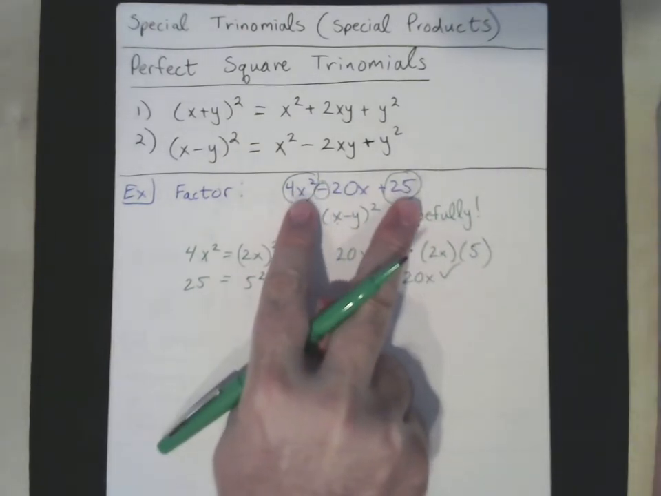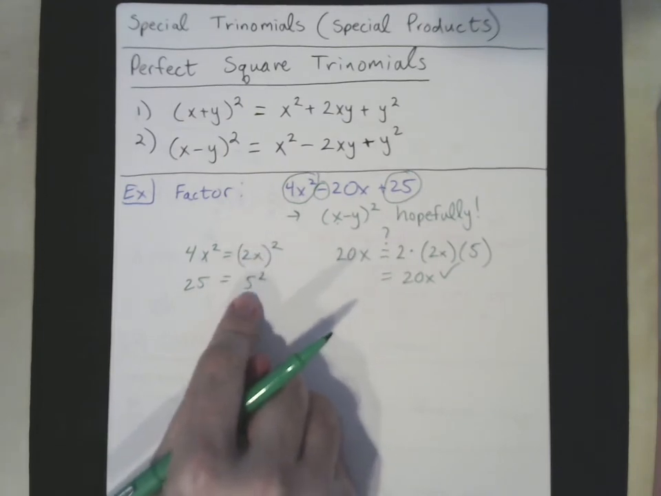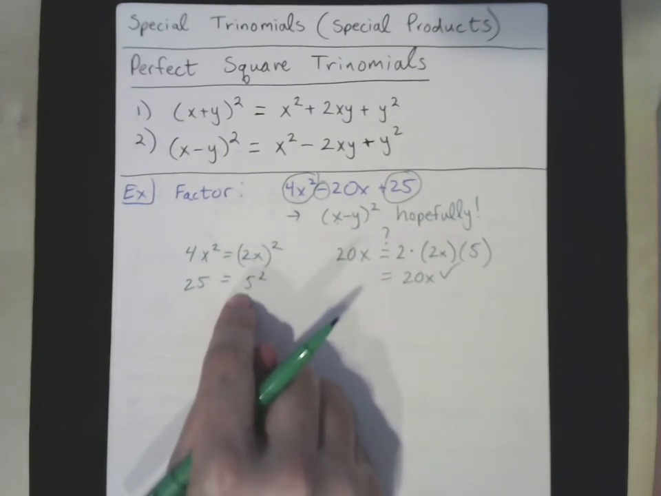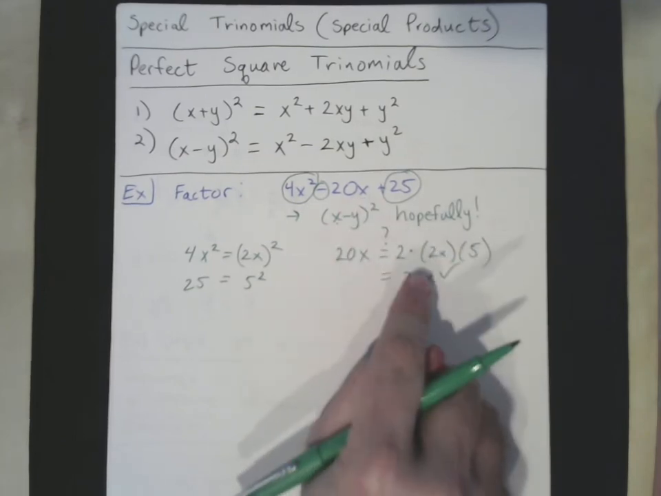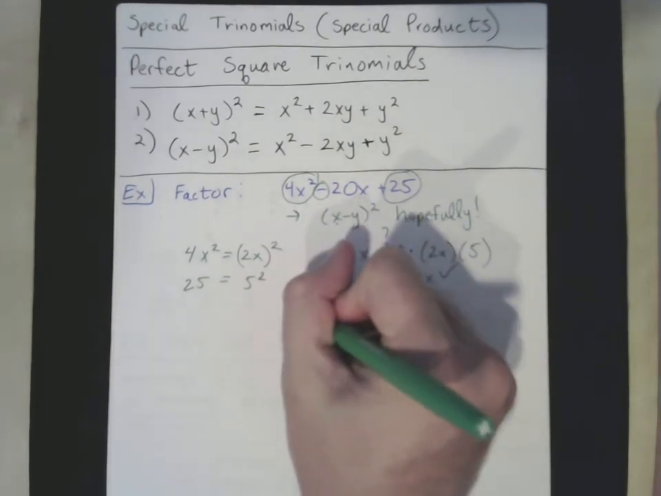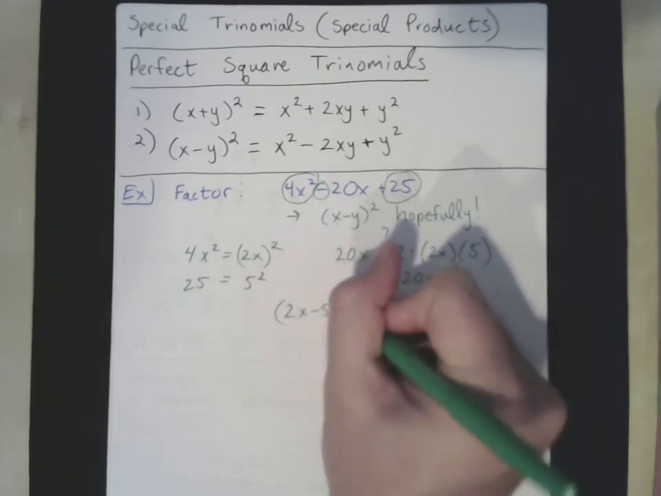Are these perfect squares? What are they perfect squares of? And once you figure that out, if you multiply those two things together and then times 2, do you get this middle term? And since we do, we know that this is 2x minus 5, quantity squared.